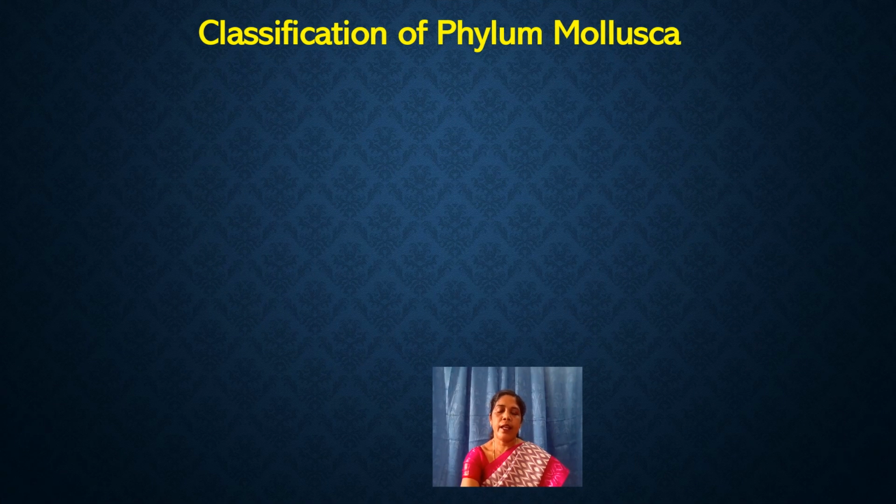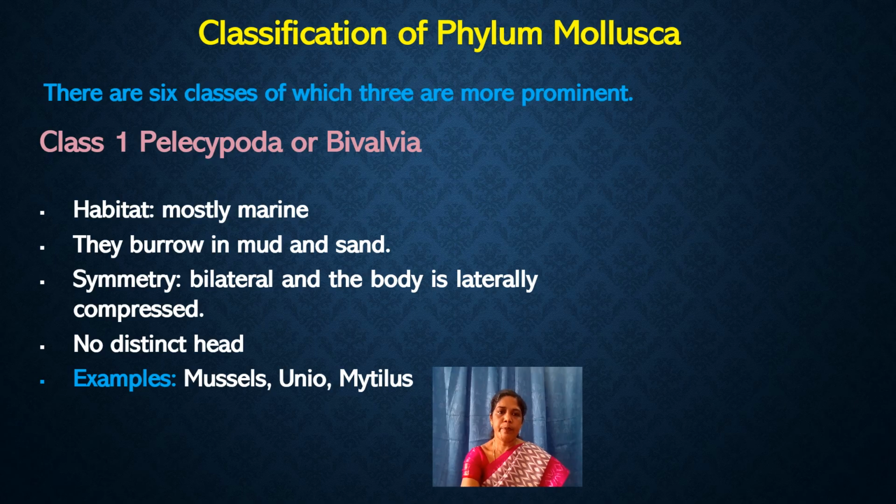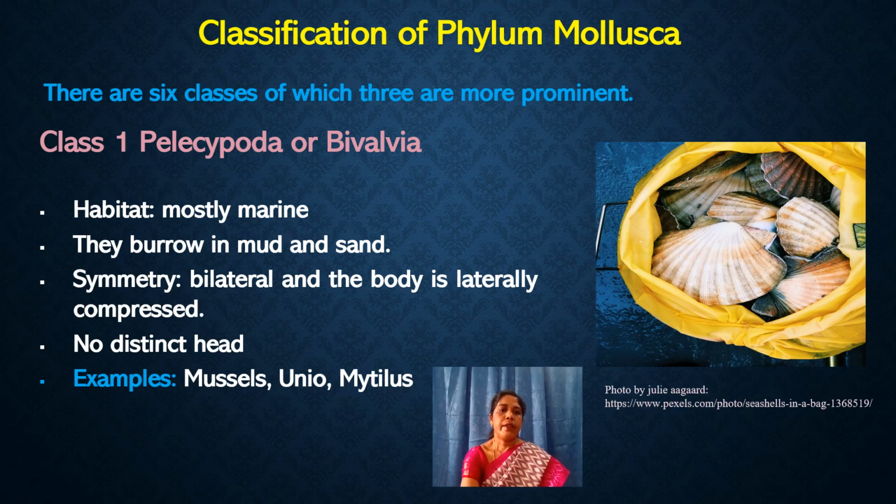Let's discuss the classification of Phylum Mollusca. There are 6 classes, of which 3 are more prominent. Class 1 is Pelecypoda or Bivalvia. They are mostly marine organisms and they burrow in sand and mud. They are bilaterally symmetrical and the body is laterally compressed. They don't have any distinct head. Examples are mussels, Unio, Mytilus, etc.